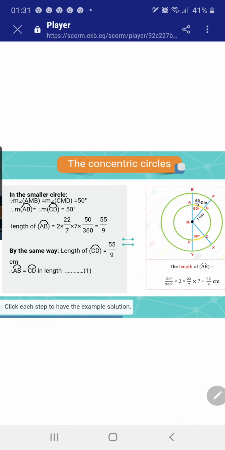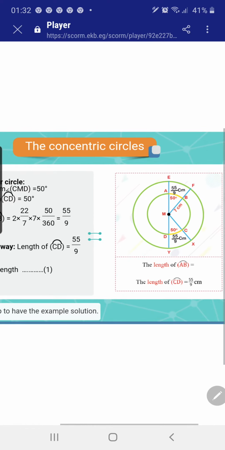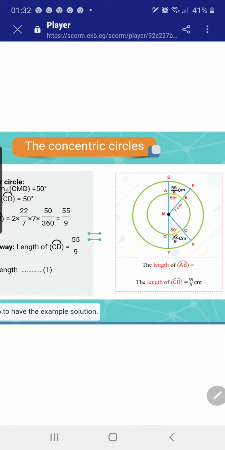As a result, the length of the arc AB equals 50 multiplied by 2 pi multiplied by 7 over 360, which equals 55 over 9 centimeters. In the same way, the length of arc CD equals 55 over 9 centimeters, which means that the length of the arc AB equals the length of the arc CD, which equals 55 over 9 centimeters. And this is the first requirement.